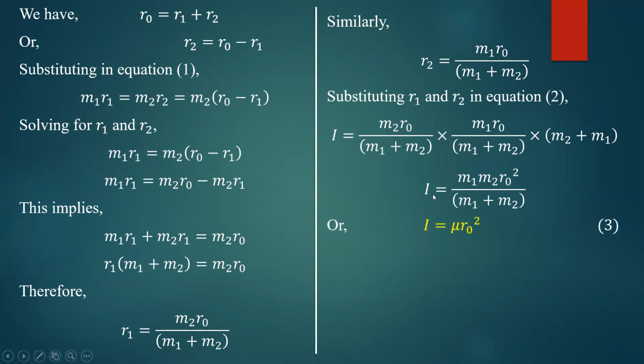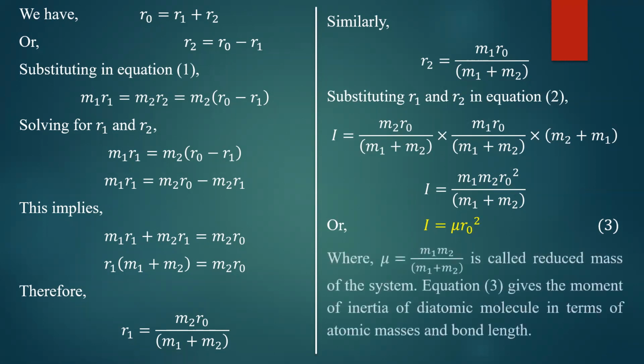And we can write this expression as I is equal to mu into R0 square. This product of M1 and M2 divided by the sum M1 plus M2, this ratio can be expressed as mu, which is called the reduced mass of the molecule. So here we have substituted mu is equal to M1 M2 divided by M1 plus M2, which is called the reduced mass of the molecule.